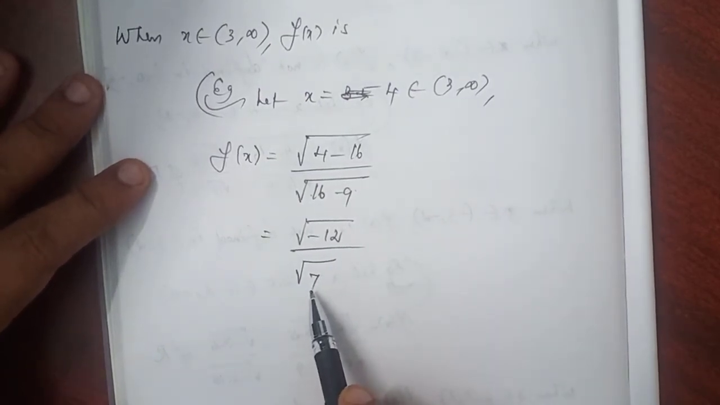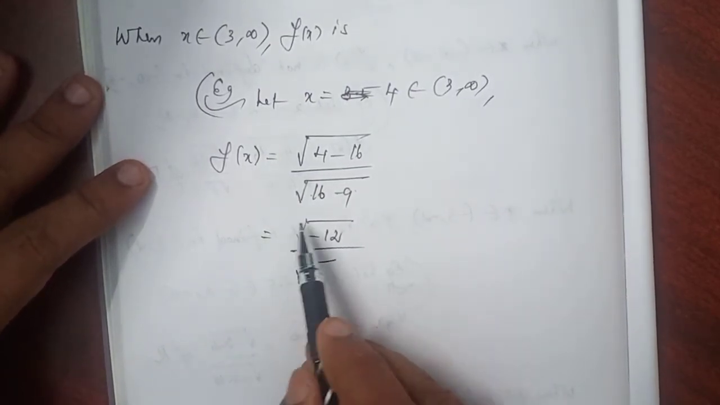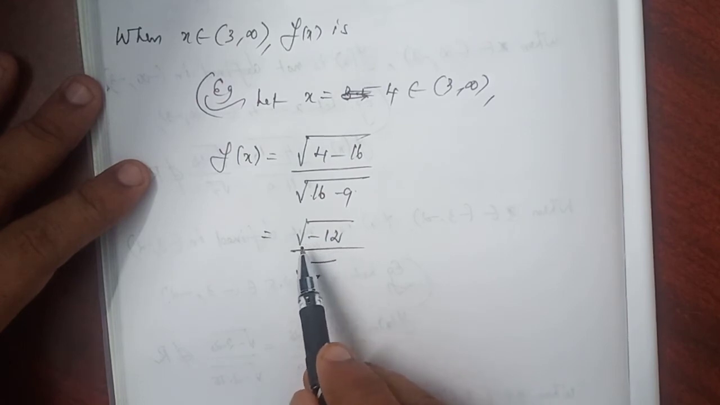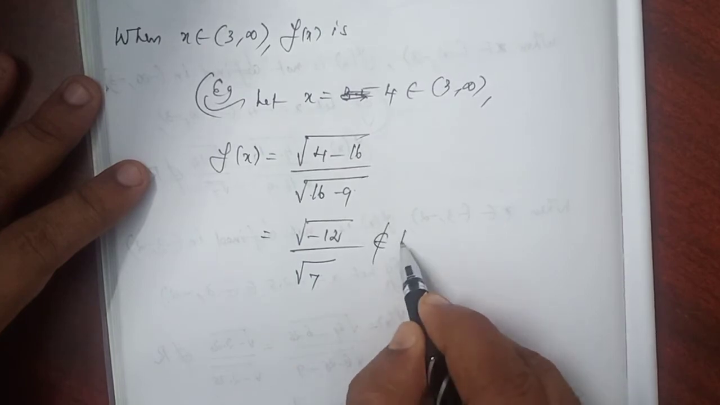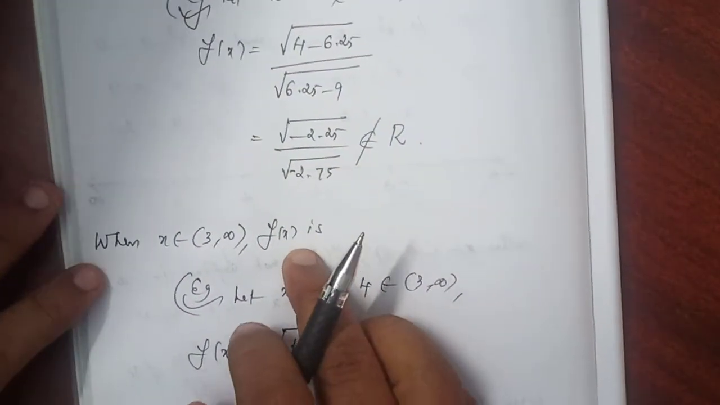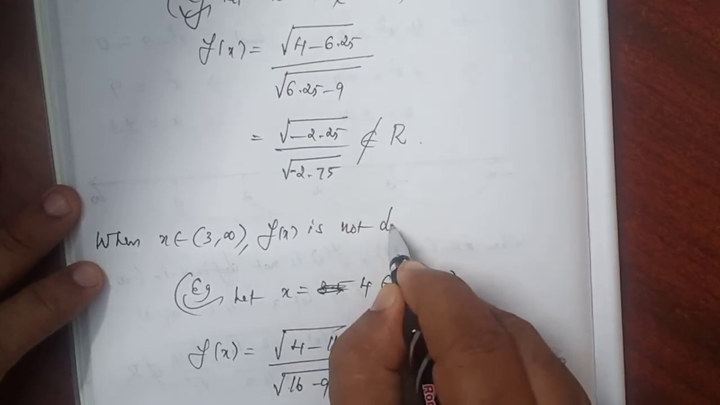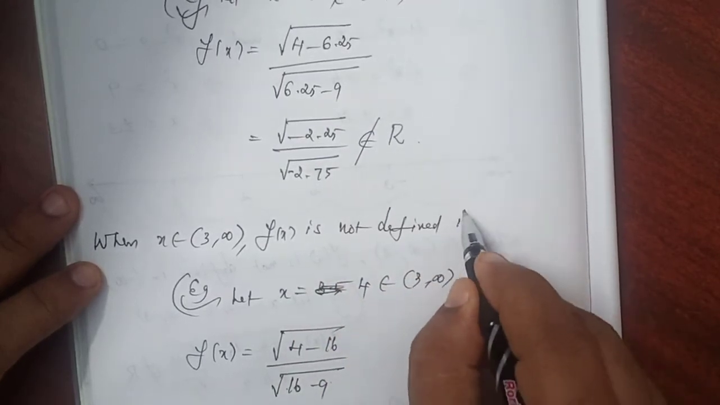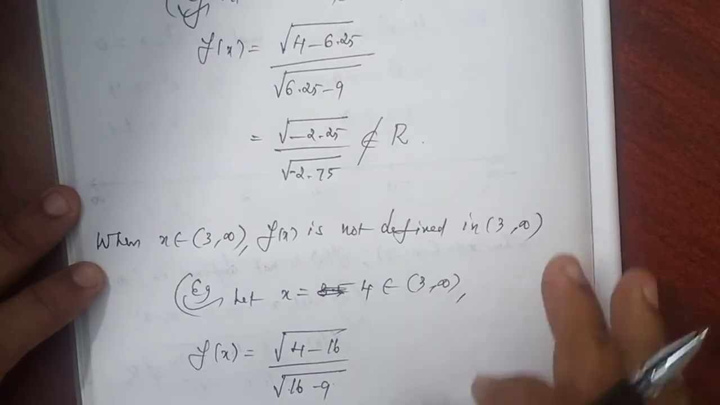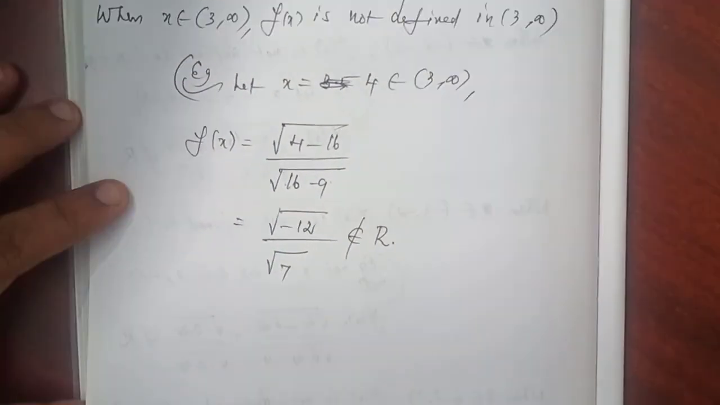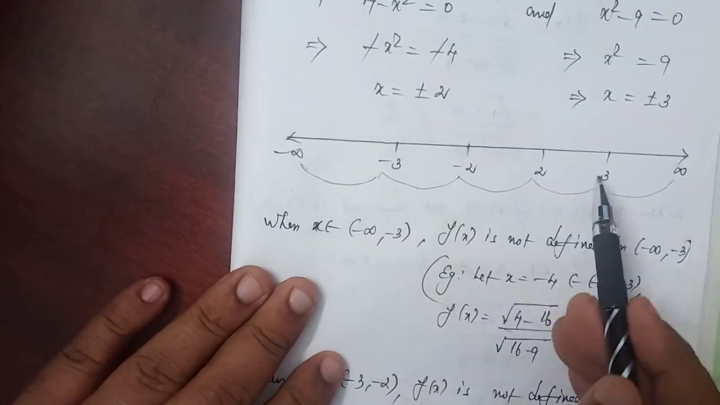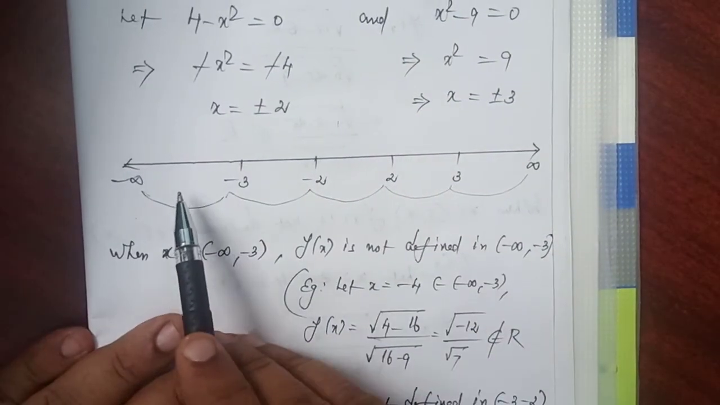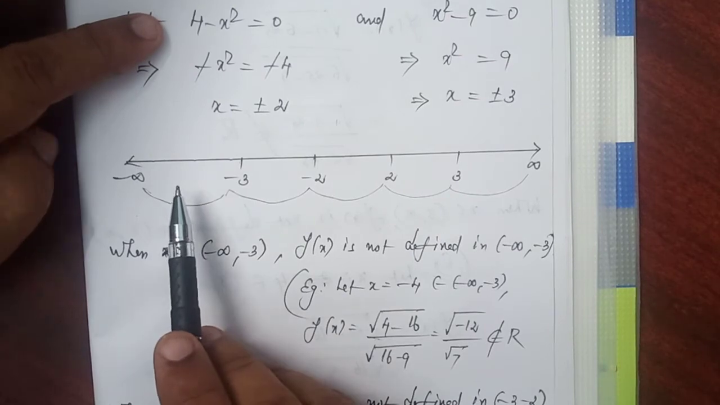Even though the denominator is a positive value, root of 7, look at the square root of minus 12, the minus sign is inside the square root, so definitely it is an imaginary number. So it doesn't belong to the real numbers. Once again, f of x is not defined in the interval 3 comma infinity also. So we have checked that for each and every interval, f of x is not defined.